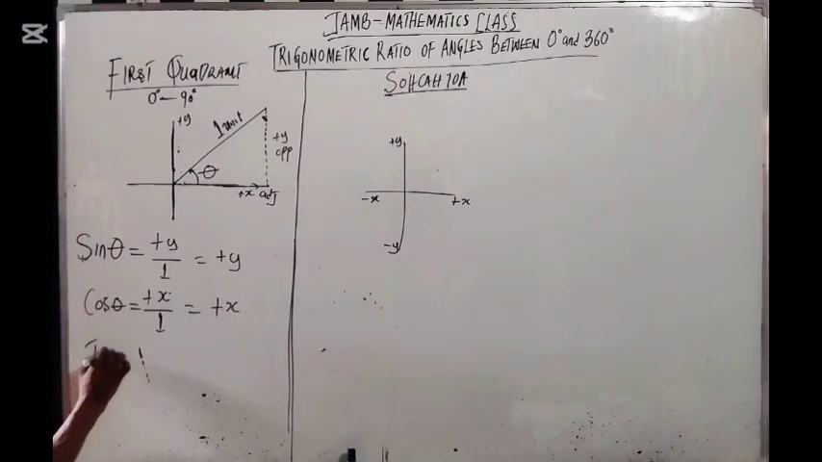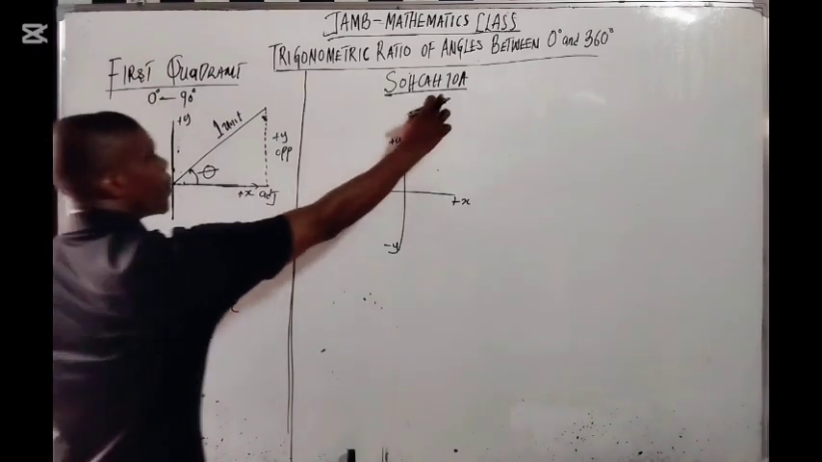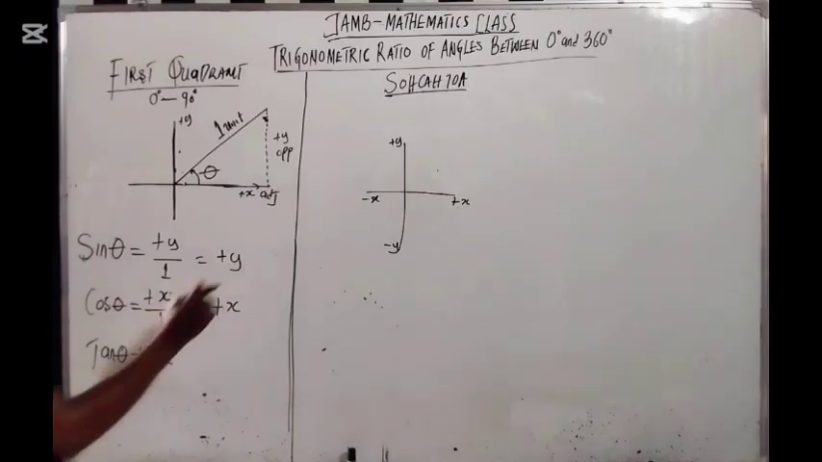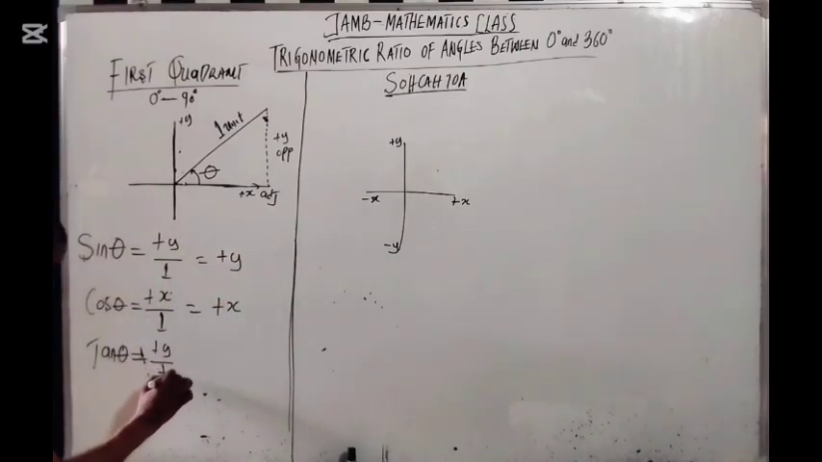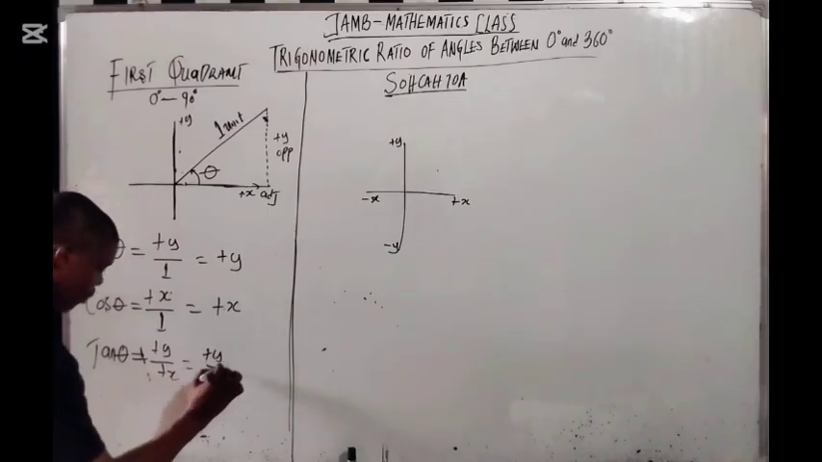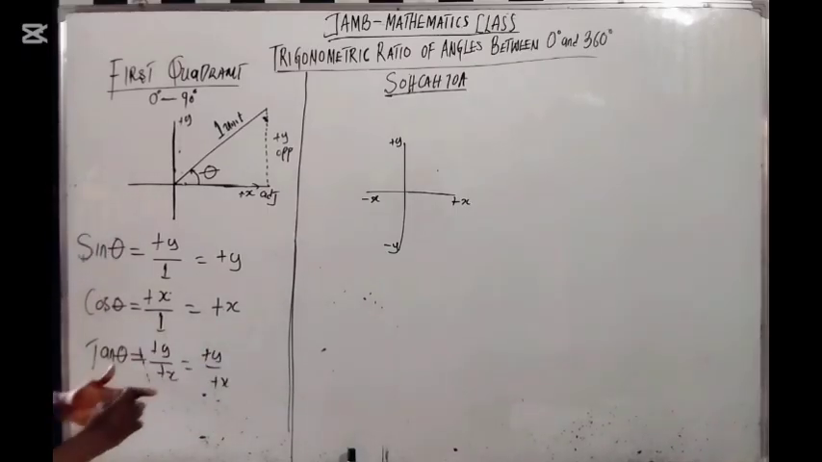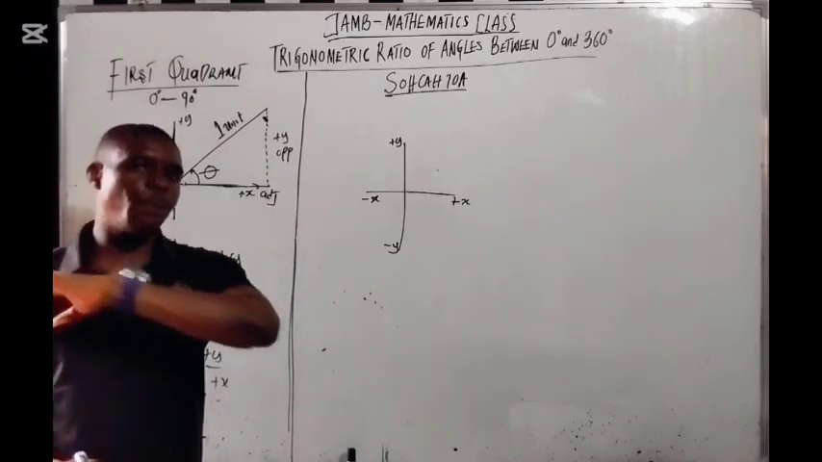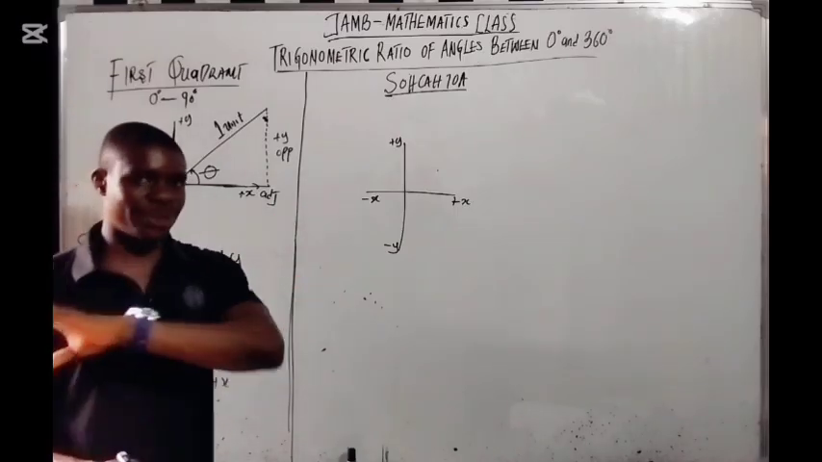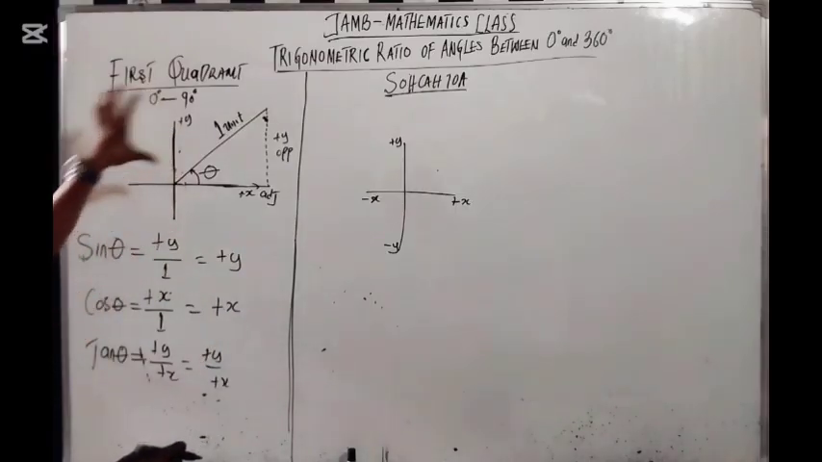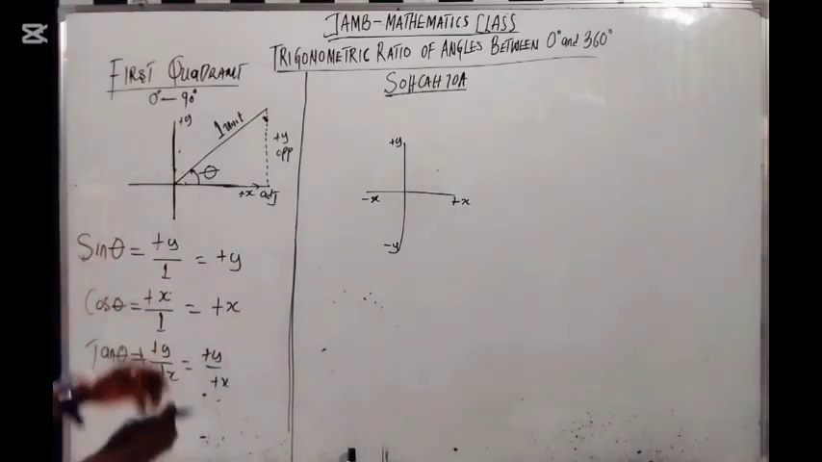Now look at tan theta, opposite over adjacent. Opposite here we have plus y over adjacent plus x, which is still positive. So in the first quadrant, sine, cosine, and tan are all positive. They are all positive. That is the meaning. Do you understand? This is what you want to understand here.